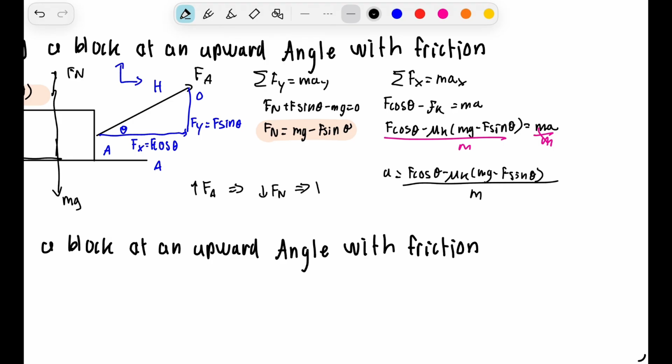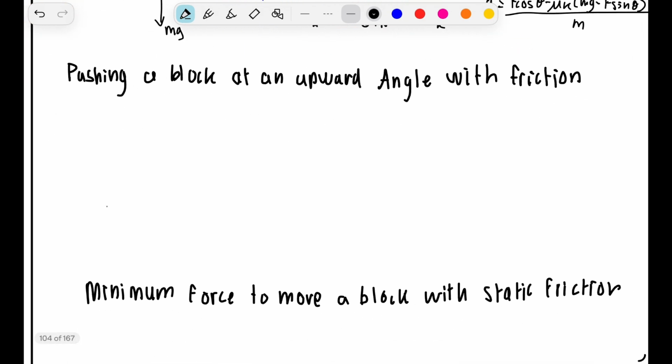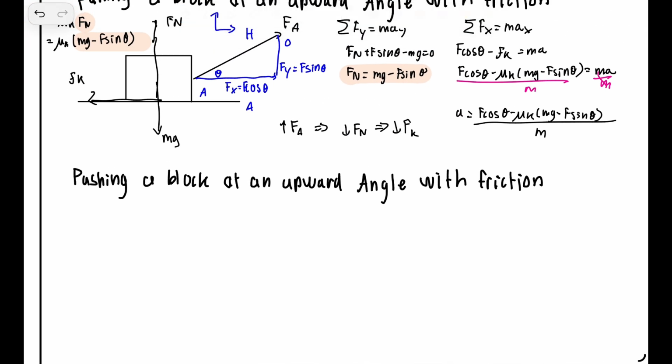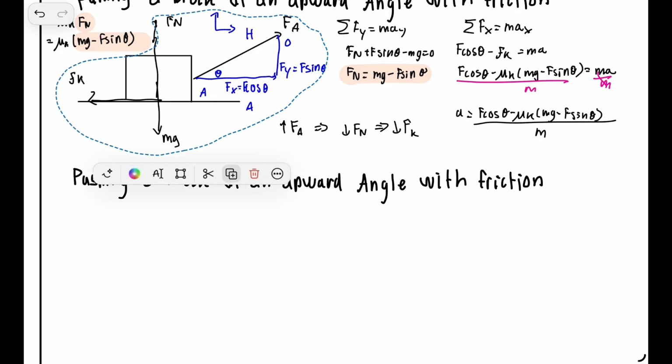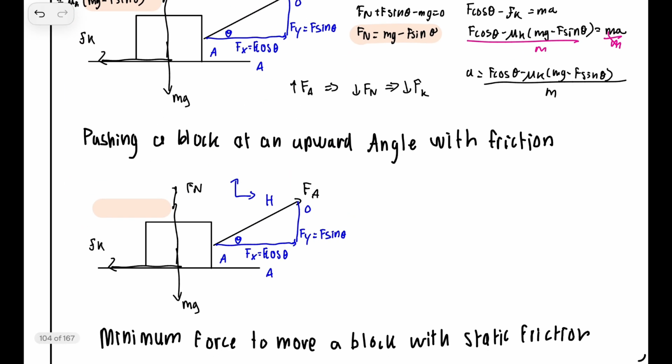and decreasing your normal force is going to decrease your force of friction. Now, what if you are pushing on a block at an upward angle with friction? So it's going to be this scenario, except instead of having your force acting in this upward direction, your force is going to be acting in this downward direction instead.